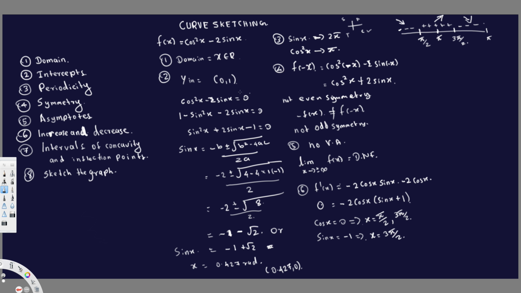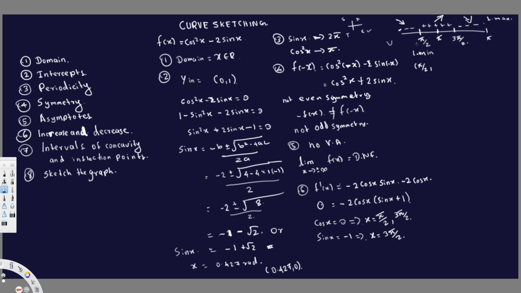And then, also from this one, we can say this is a local minimum, because it's going from decreasing to increasing. So it's a local minimum. Here is a local maximum.